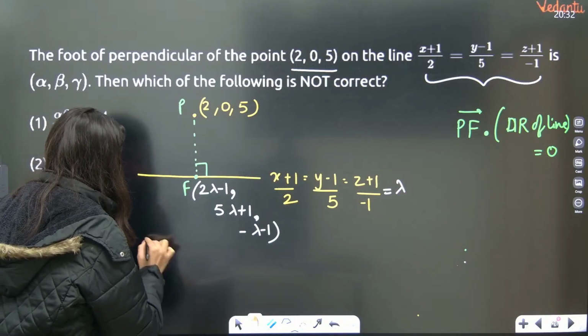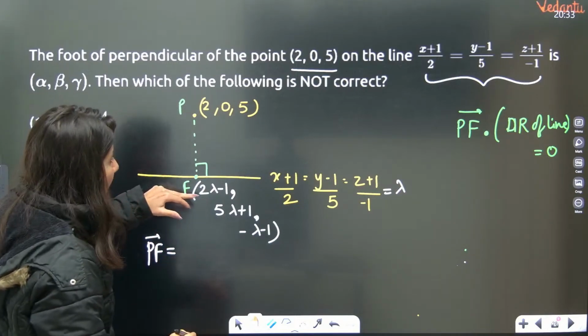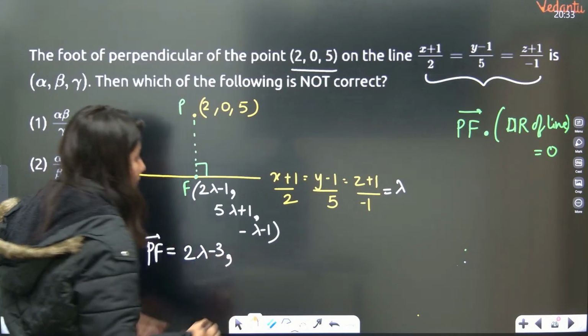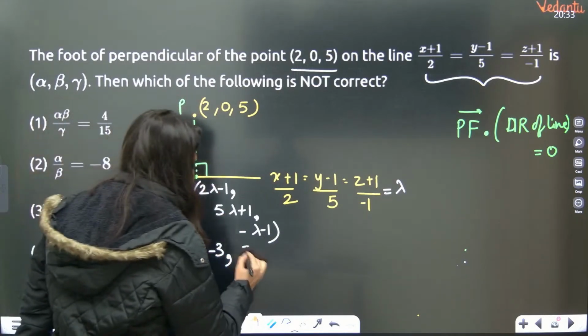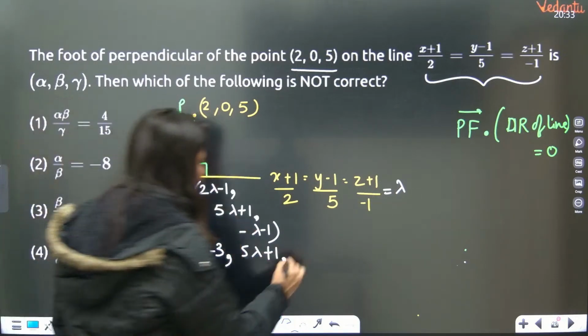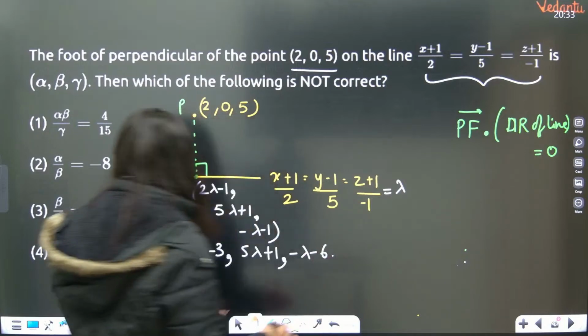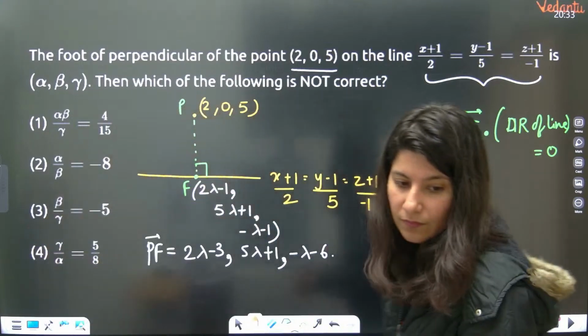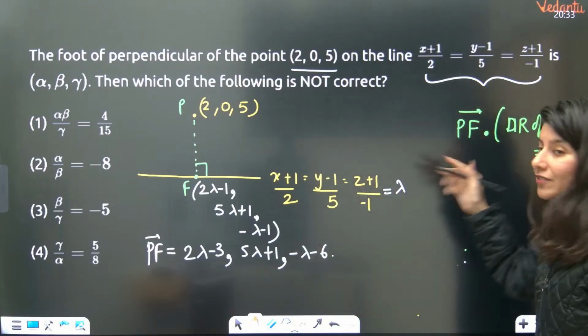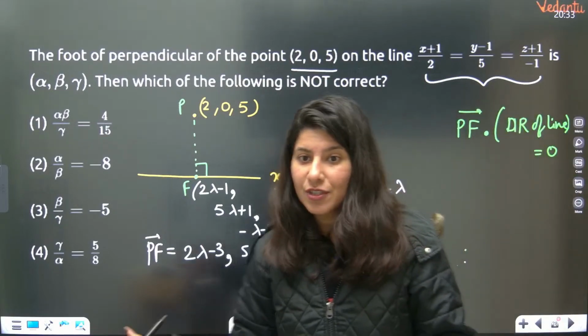Now, what you have to figure out is PF vector. PF is what? Tell me. F minus P. So, 2 lambda minus 1 minus 2. So, this is 2 lambda minus 3, 5 lambda plus 1 minus 0, minus lambda minus 1 minus 5. So, this is your PF vector. Okay. And now take dot with direction ratio of the line. Can anybody tell me what is the direction ratio of your line?